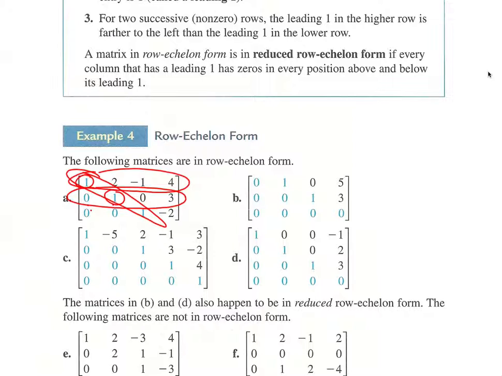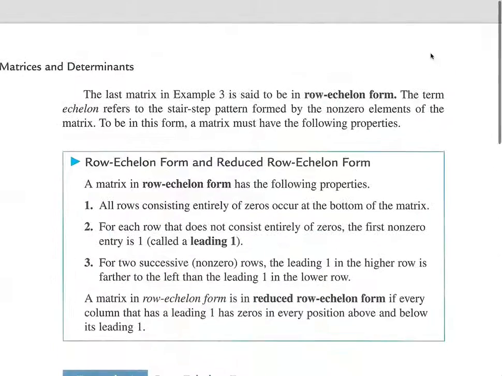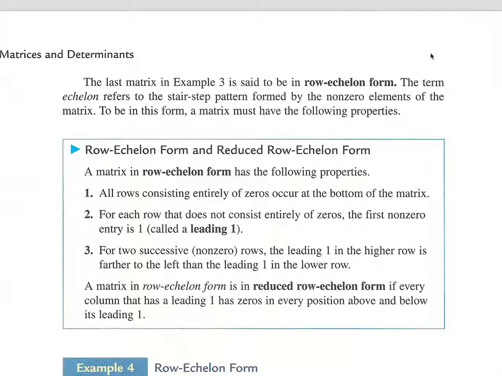Okay, so we're going to use those three, what did I name those? What were those called? Elementary operations. So we're going to use those three operations to turn our matrix into something that looks like these. Okay? Once we get it to that point, then we're going to be able to get the answers we're looking for.